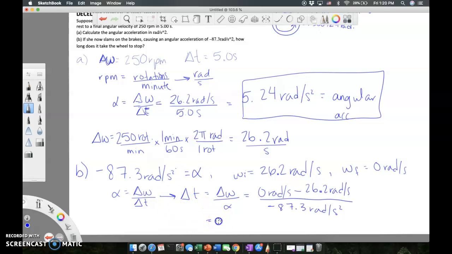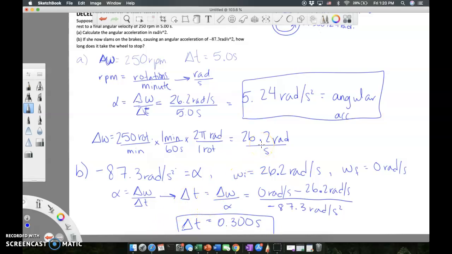It is going to be 0.300 seconds. So it will take her 0.3 seconds to slow to a stop. For her wheel to slow to a stop.